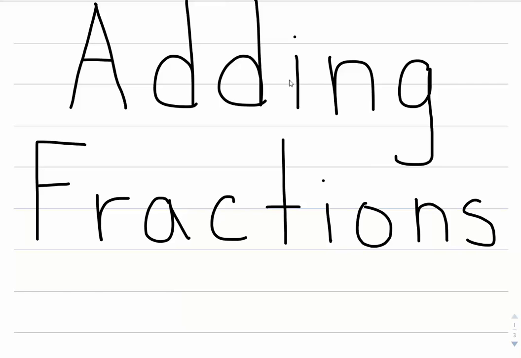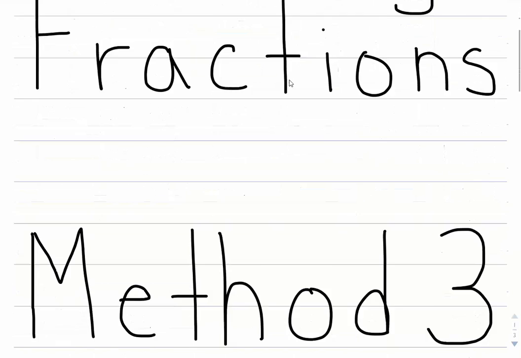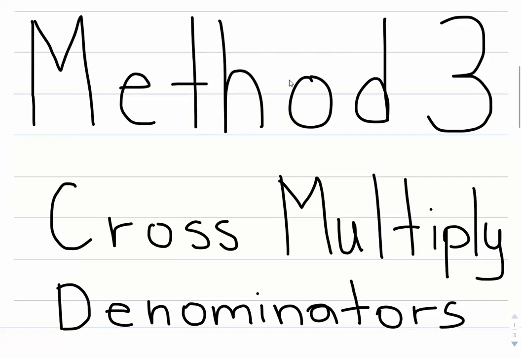In this video and our final video, we will continue looking at adding fractions. We will also be looking at the last method, which is method 3, cross-multiplying denominators. This is seemingly the quickest and easiest method, but we will see in some cases that it is actually more difficult at the end. Let's go ahead and do the problem to find out why that may be so.